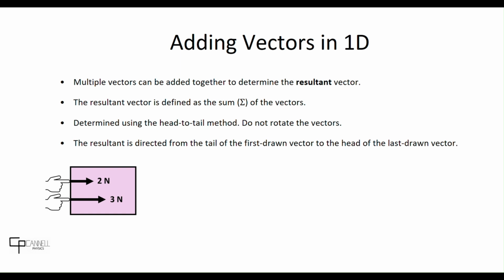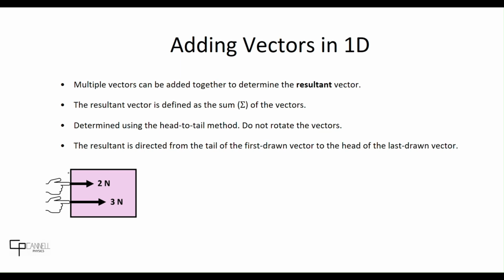As an example here, I have a pink box, and there are 2 hands pushing this box to the right. And you can see these 2 force vectors are 2 newtons and 3 newtons. So let's manipulate these vectors so they become head to tail. So here you can see the head of the 2 Newton vector is linked with the tail of the 3 Newton vector.